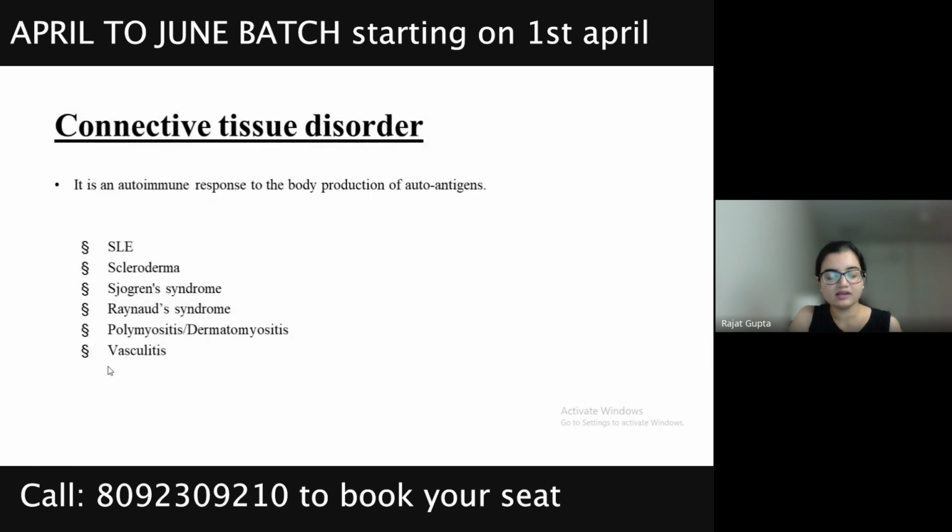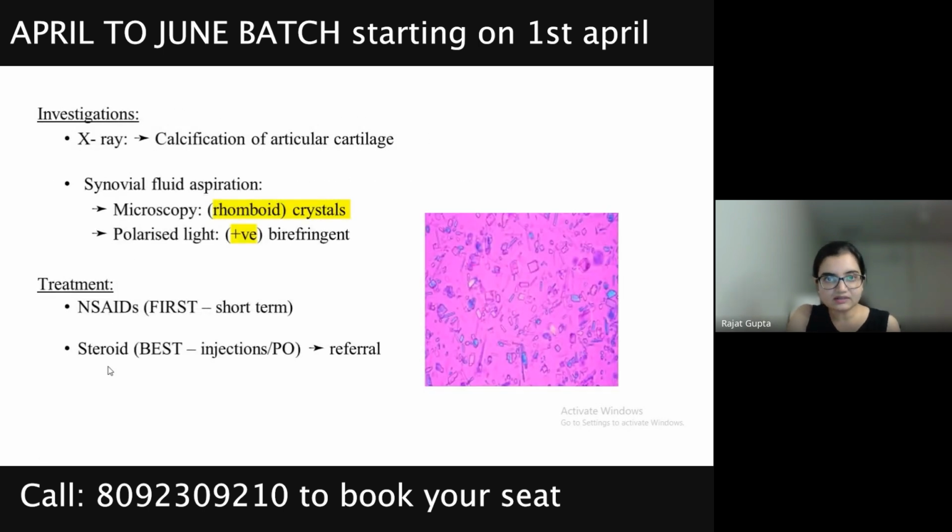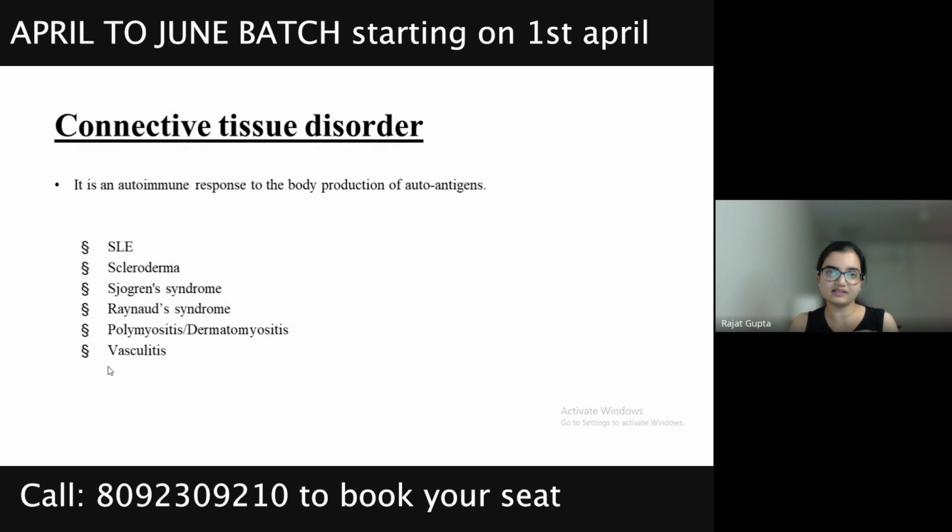Okay, so we've completed the crystal diseases, which were gout and pseudogout. So now we are moving on to connective tissue disorders. Connective tissue disorders have a few more diseases under them, as I've mentioned over here. Excuse me. It's an autoimmune response. It's an autoimmune disease again. We'll start with the first one.